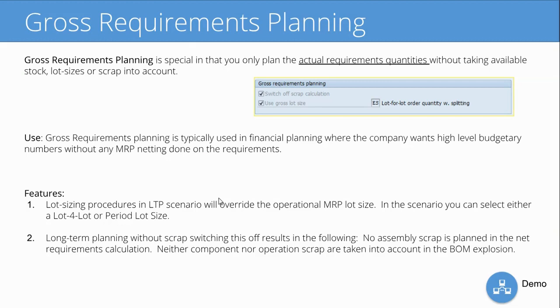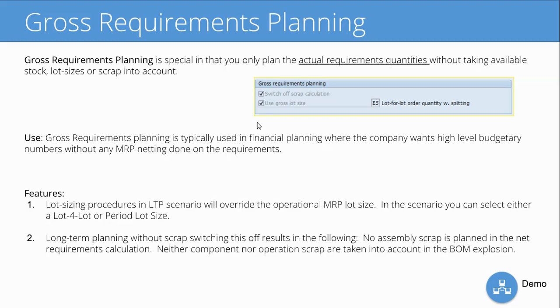I do want to, before we jump into the scenarios, talk specifically about gross requirements planning, because there are some special features in the scenario just for gross requirements planning. So why is it so special? Typically, gross requirements planning is used for high-level budgetary reasons, or if you don't want the net calculation to take, for example, inventory into consideration. You want a one-for-one. Every requirement that I'm asking for, I've got a receipt out there for.